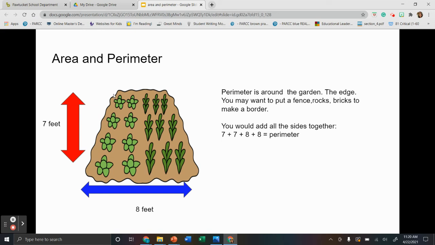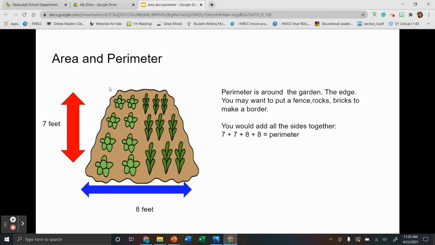So again, remember, be thinking about what you're doing, not just, okay, I have to do something with these numbers. If we want to put a fence around to keep the rabbits and the chipmunks out, we want to do the border. So 7 feet plus 8 feet plus 7 feet plus 8 feet. And remember, with addition it doesn't matter which order you put the numbers in.